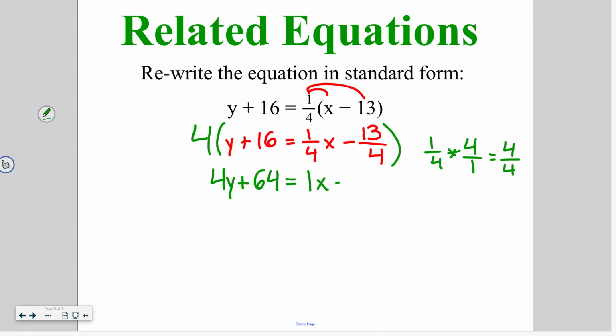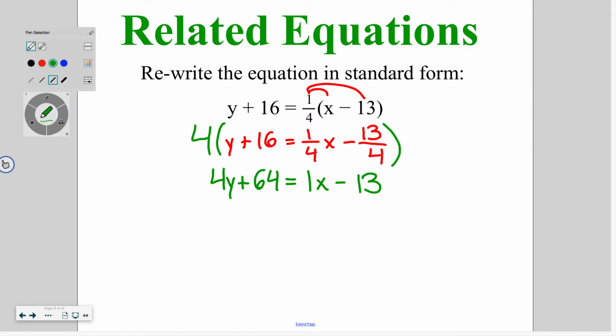X. And then I've got subtracting. Now I've got 13 over 4 times 4 over 4. 13 times 4 gives me 52, and 52 divided by 4 gives me 13. So as you can see, when I multiply by that denominator, so I multiplied by 4, I was left with just the numerators, 1x and 13. So you don't have to show that work off to the side. You can just leave the numerators, so 1x and 13.